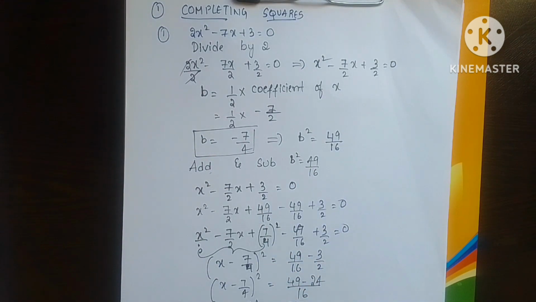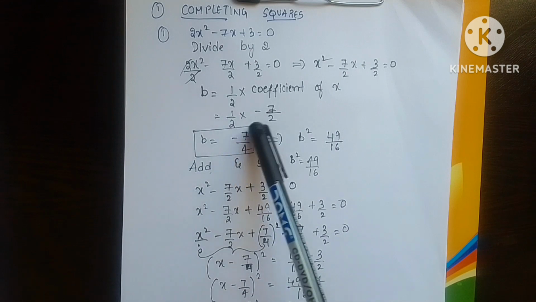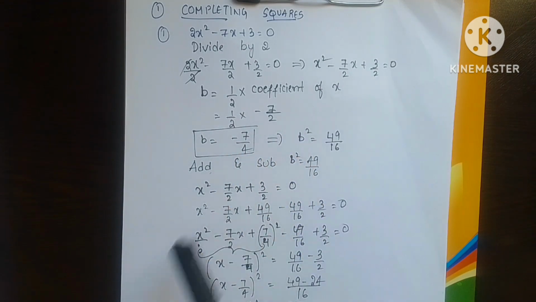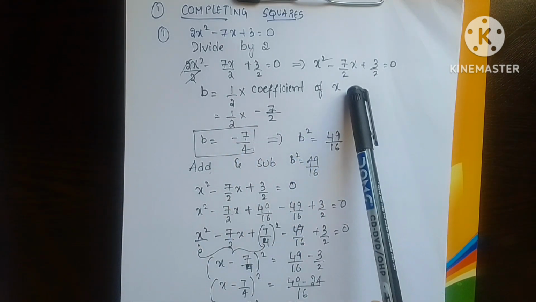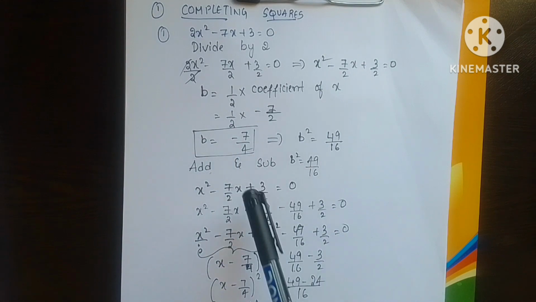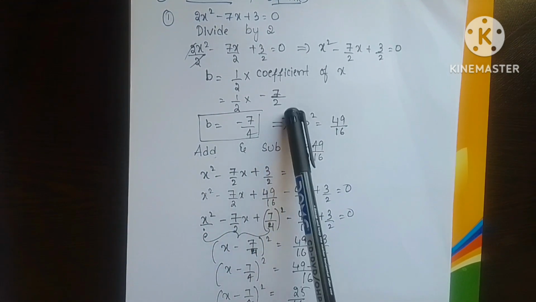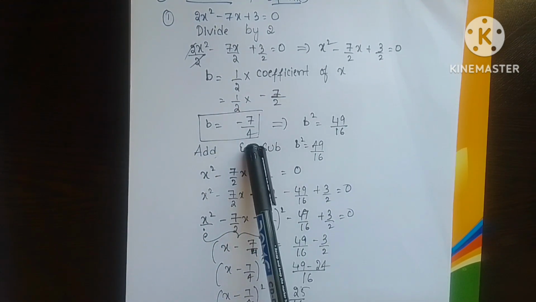So that the equation will come in the form of a minus b whole square, or else a plus b whole square form. So b is equal to 1 by 2 into the coefficient of x. The coefficient of x here is minus 7 by 2. So 1 by 2 into minus 7 by 2, b is equal to minus 7 by 4.